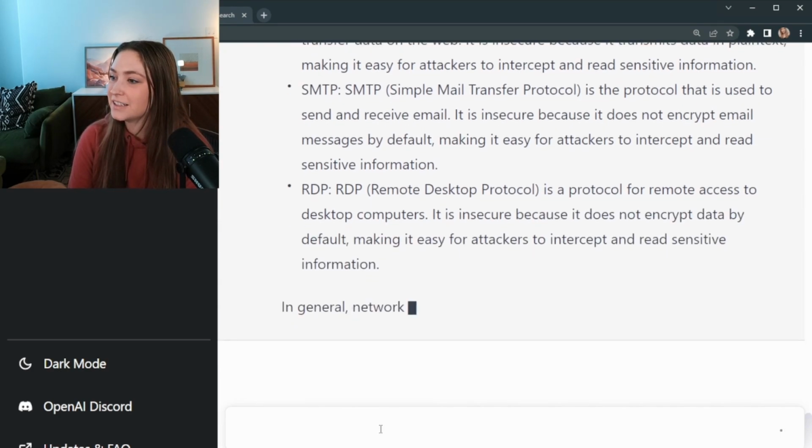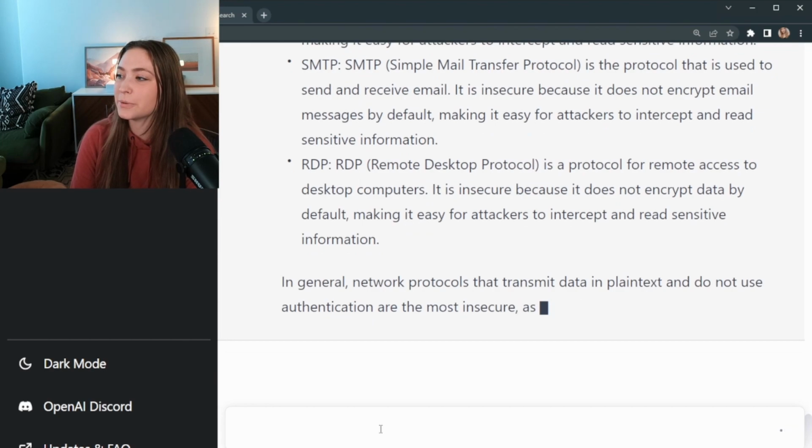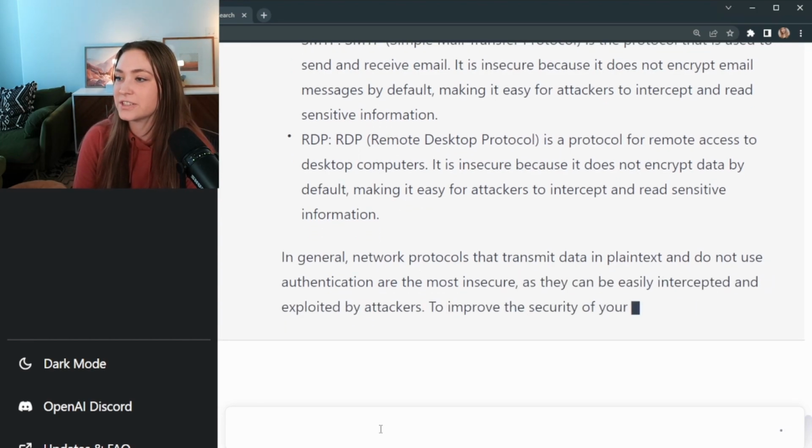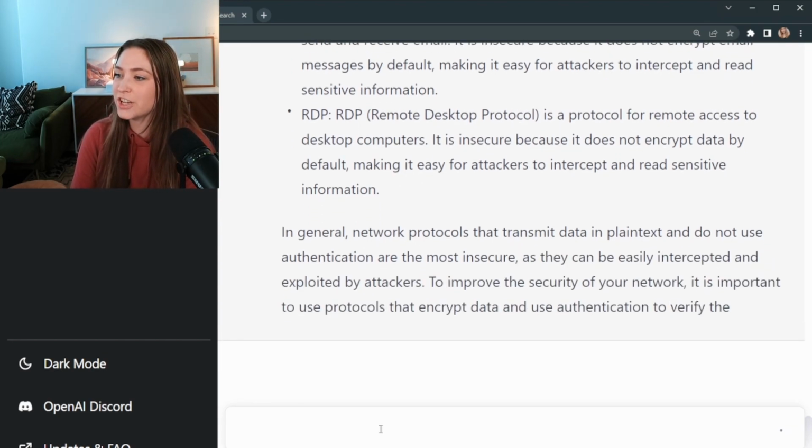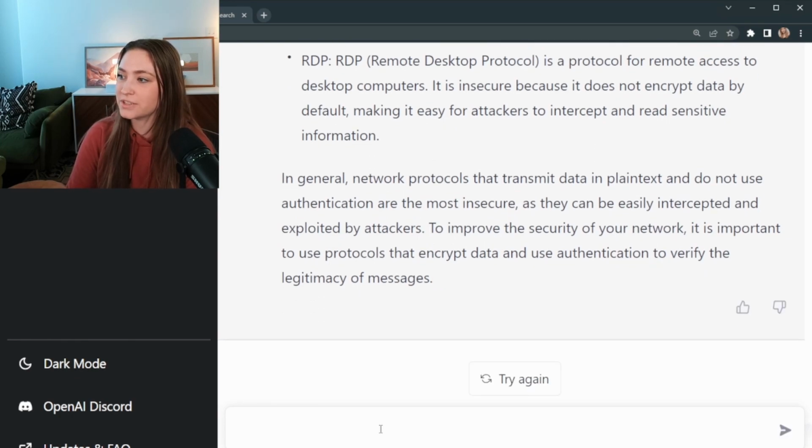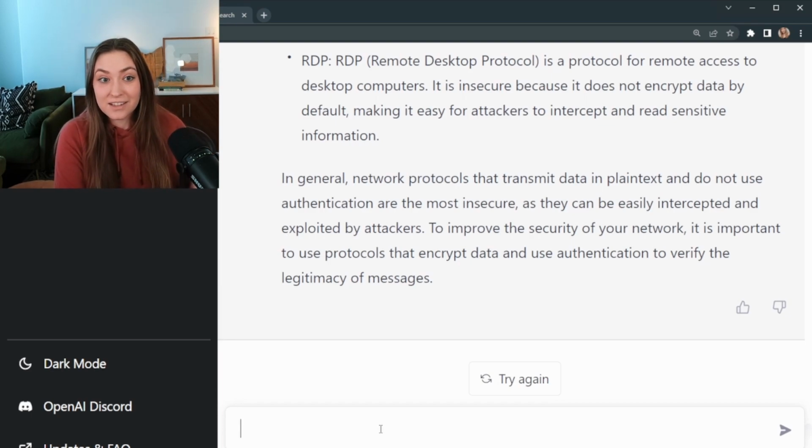RDP, let's see. It's insecure because it does not encrypt data by default, making it easy for attackers to intercept and read sensitive information. In general, network protocols that transmit data in plain text or do not use authentication are the most insecure, as they can be easily intercepted and exploited by attackers. Okay. Good. These are pretty solid answers.